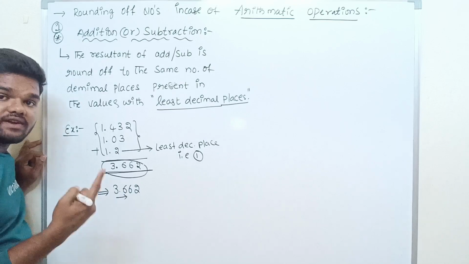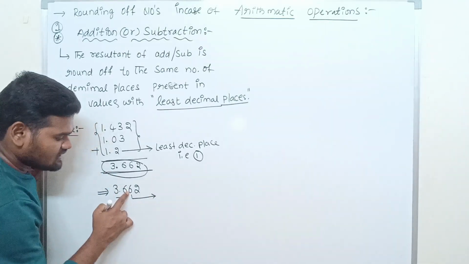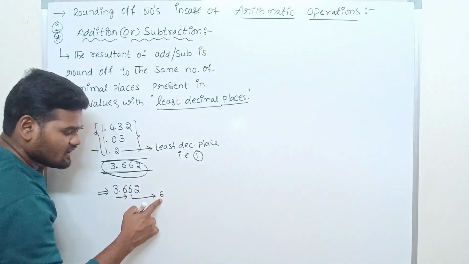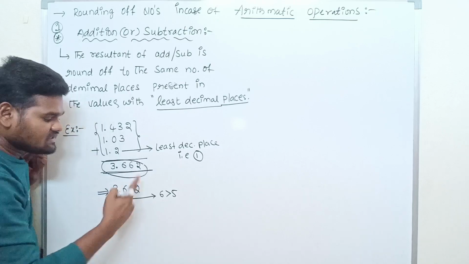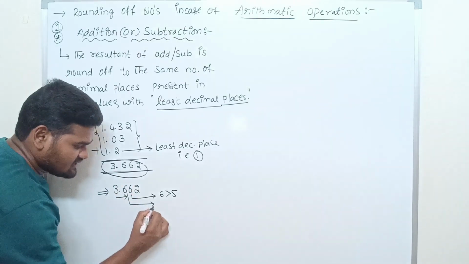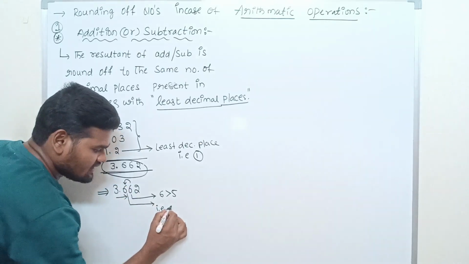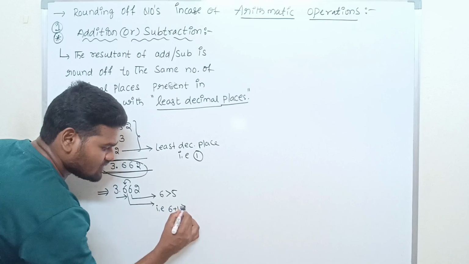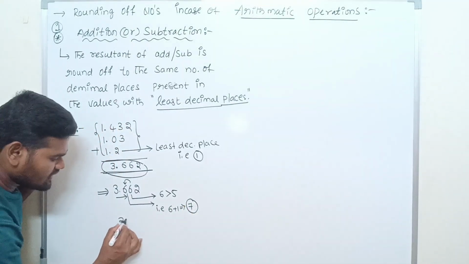Before rounding off, what do we have to check? We have to check the next immediate number. The next immediate number is 6. This 6 is greater than 5. When the next immediate number is greater than 5, the preceding digit, which is 6, is increased by 1. Then 6 becomes 7.